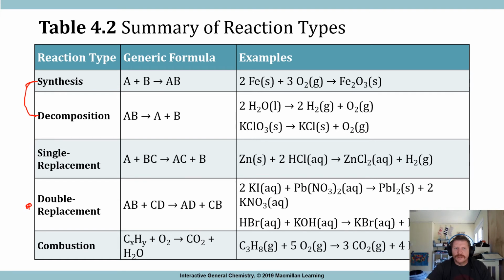Single replacement and a double displacement, or a double replacement, are very similar. A plus BC yields AC plus B. AB plus CD yields AD plus CB.